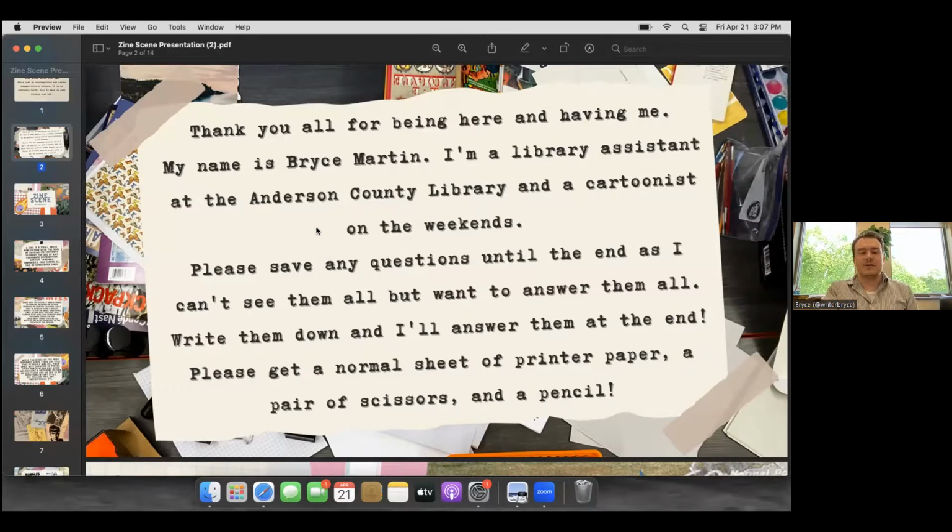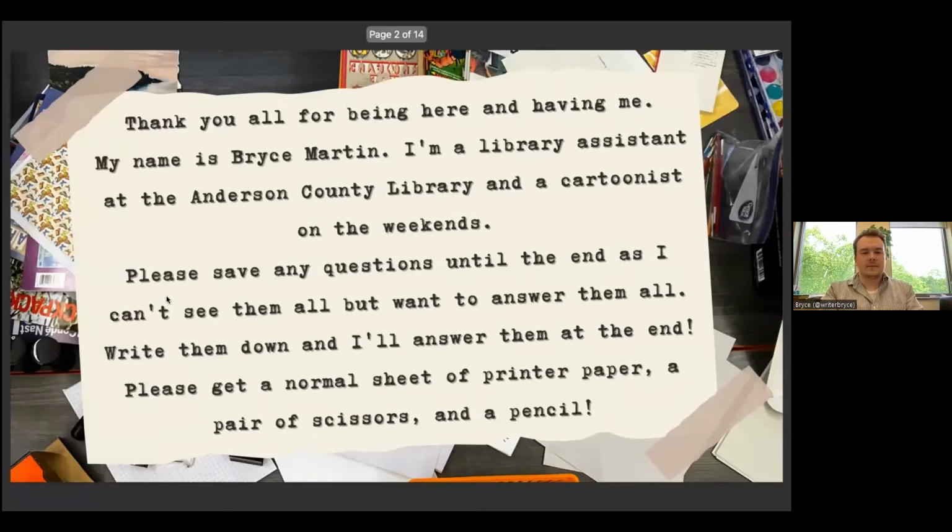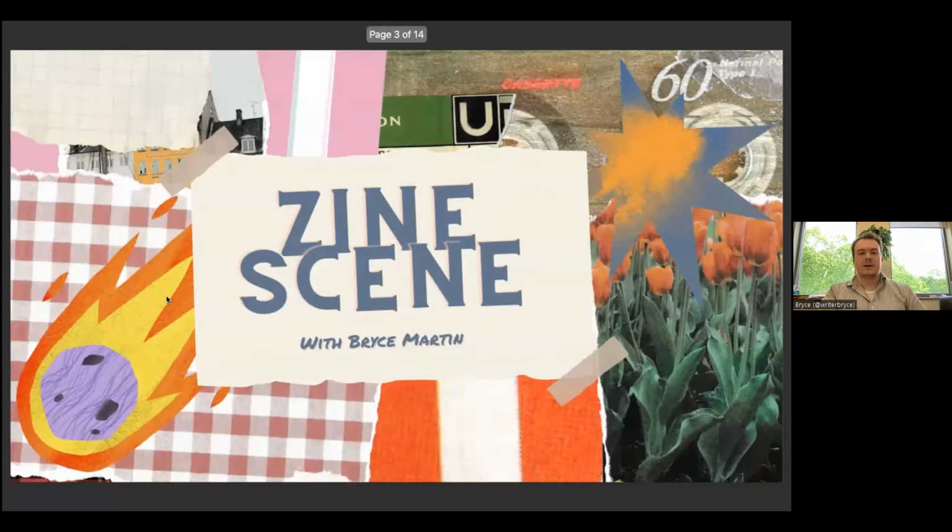If you have a piece of paper and a pair of scissors and a pencil on your desk, if you could grab those and put those to the side. We're going to be using those for an interactive portion of the class. Just grab those real quick. I'll give you a couple seconds before we go into the presentation proper. All right, and here we go.